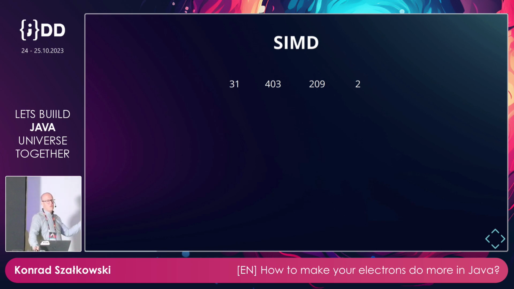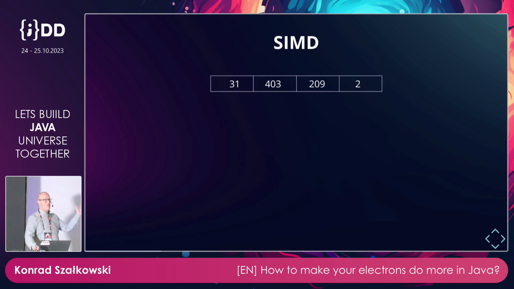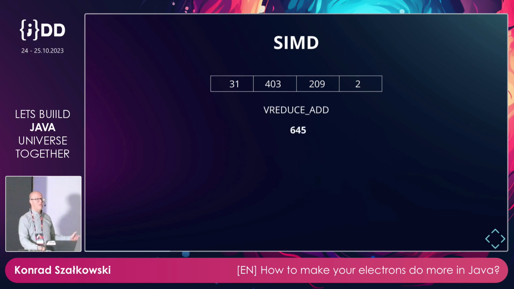What would a code wizard do? A code wizard would put those 4 numbers into a sort of structure and execute exactly one operation only: V-reduce add. And as a result, he will get the sum of those 4 numbers in one operation. This structure is quite often called a vector. And for that reason, SIMD operations are quite often also called vector operations.